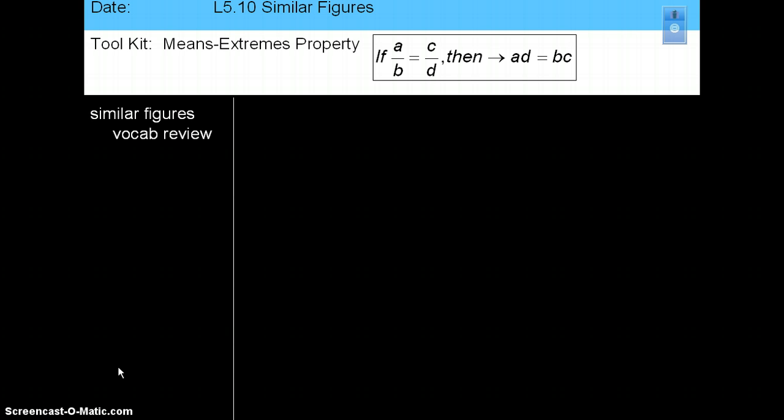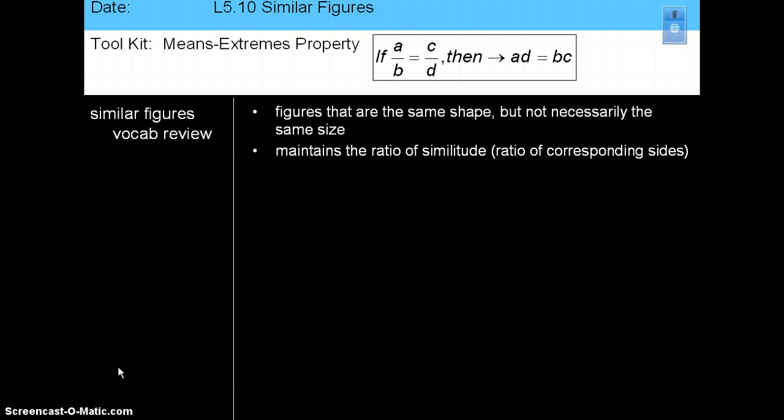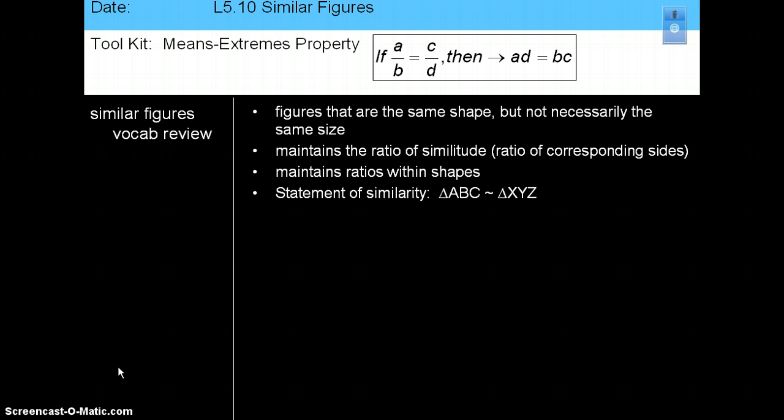Similar figures vocab review. Just a reminder that similar figures are the same shape but not necessarily the same size. It maintains a ratio of similitude. That means a ratio of corresponding sides, where we're actually increasing or decreasing the figure by a scale factor. It maintains ratios within shapes. And then we have a statement of similarity that can be used with this symbol that you see right here. It's kind of like the approximately equal to symbol, but instead of two squiggly lines, it's just one.